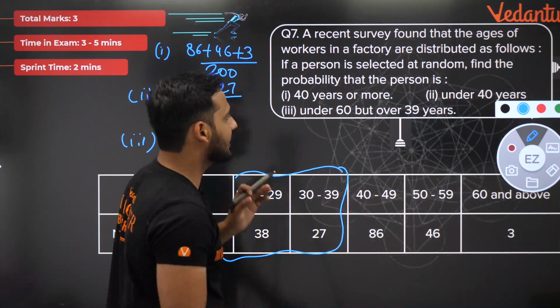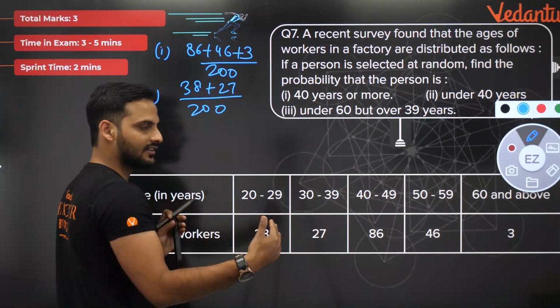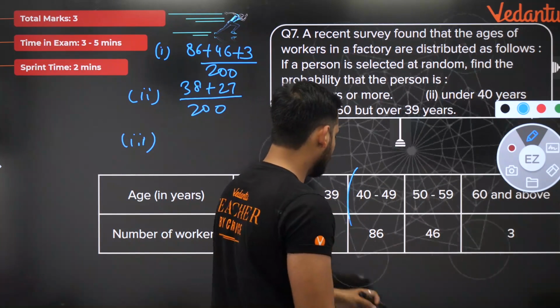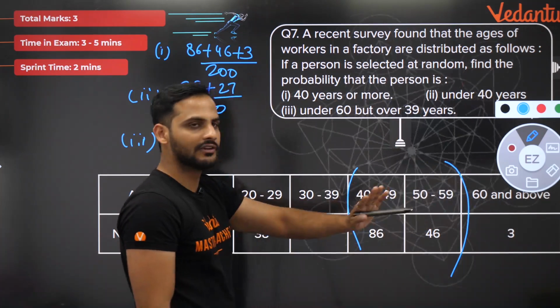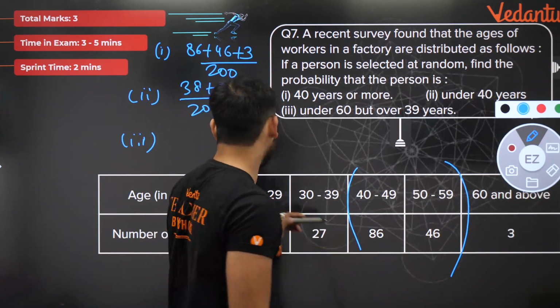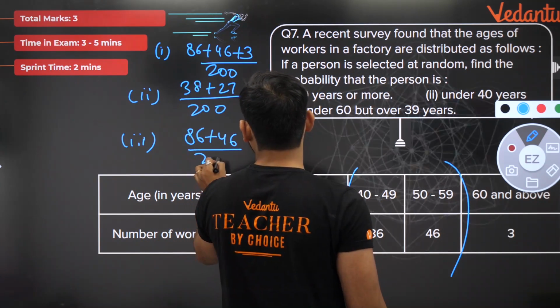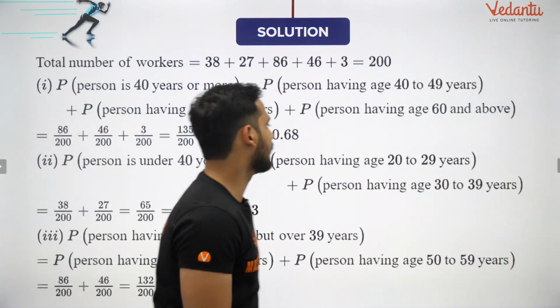Next question is under 60 but over 39. Under 60 but over 39, more than 39. So 60 and above will not be counted. So under 60, it will be 86 plus 46 divided by 200. These will be the values. Okay, so the final answer will be here.